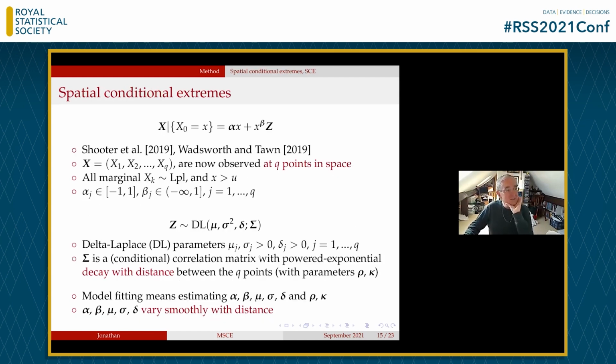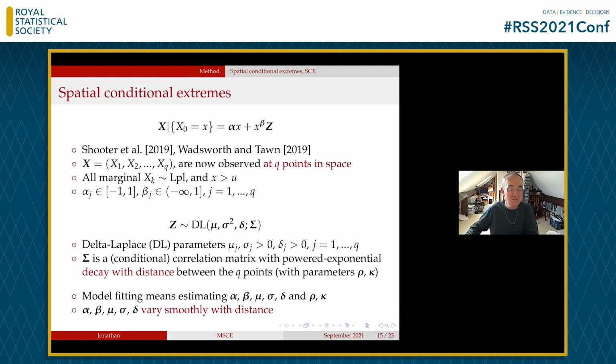So the extension to spatial conditional extremes, the model form looks the same, right? But all we're doing now is, instead of looking at one conditioned variable, we're going to look for Q conditioned variables, and these Q points are points in space, so they're going to have some spatial characteristics as well. And this is where the form of this residual distribution or residual process Z becomes important, and why we've chosen this delta Laplace.